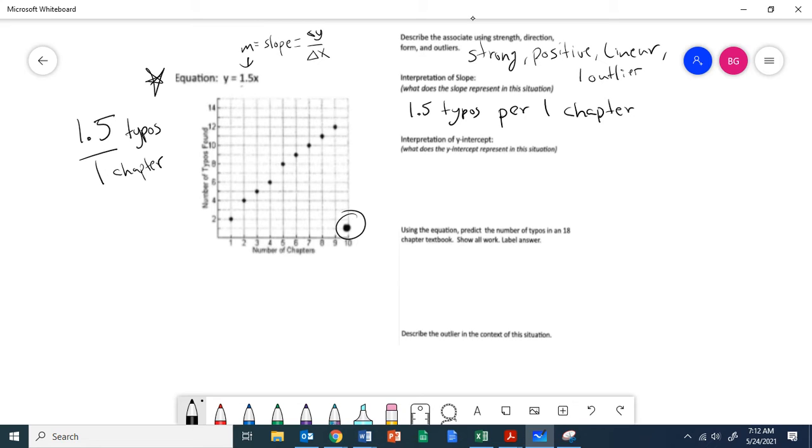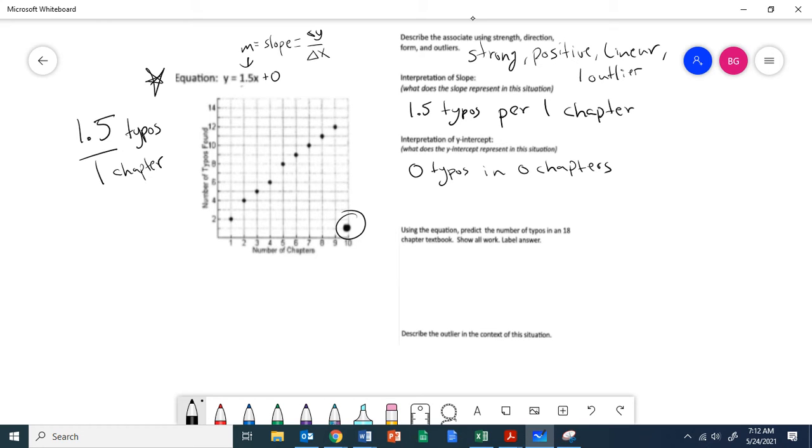So, interpretation of the y-intercept. This is like what we talked about in class the last time. Find the y-intercept. In this case, our y-intercept from our equation is plus 0. So what does our y-intercept for this one mean? We have 0 typos in 0 chapters. And that would be our interpretation of the y-intercept here. When I find the y-intercept, that tells me my y value, but it's at 0 of whatever the x variable is. We always have 0 of the x variable for the y-intercept.